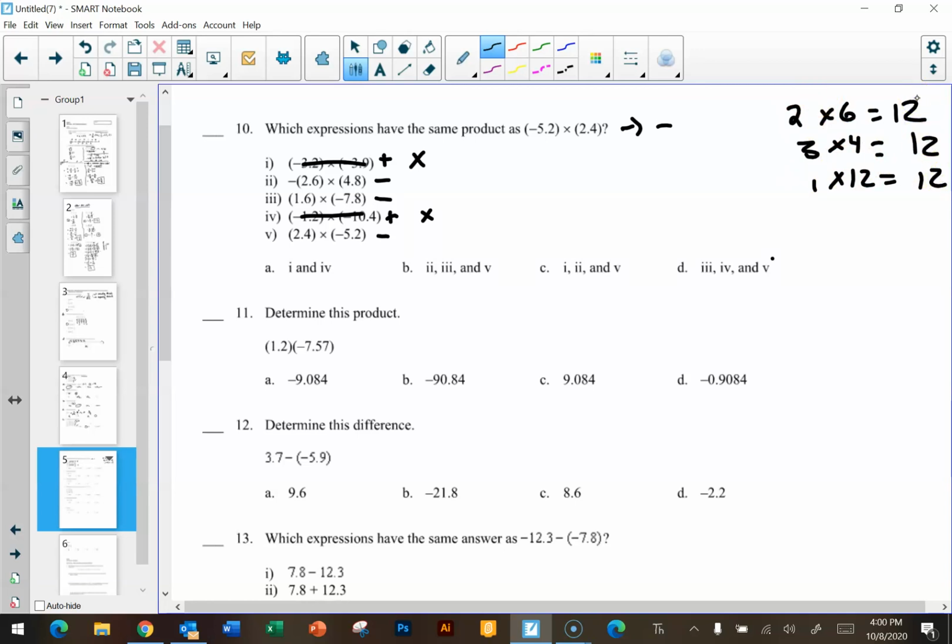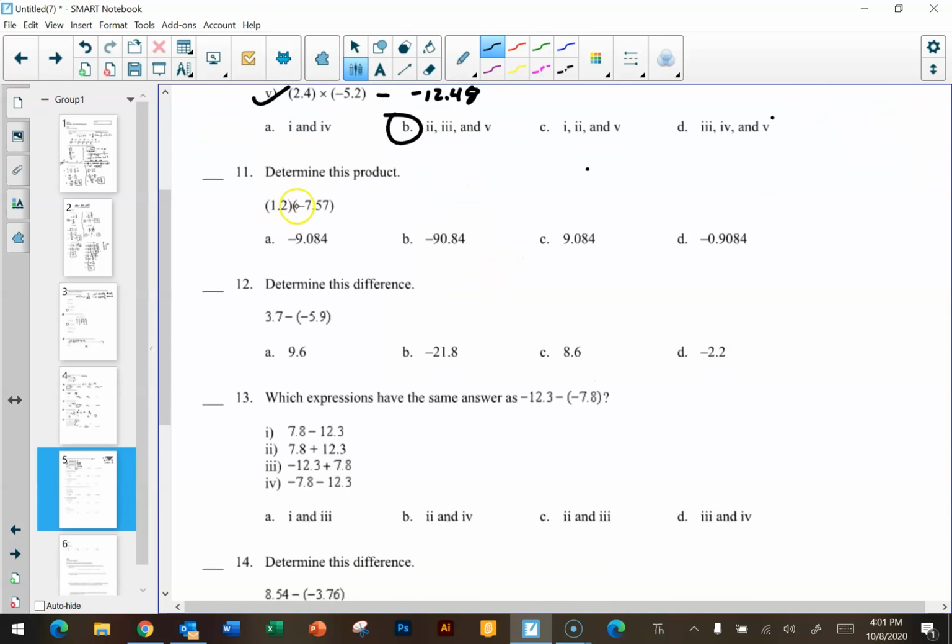So now is probably the time that you can bring out your calculator and actually figure out which of those work. So if we do our calculator, negative 2.6 times 4.8, I believe is 12.48, but I'll just check that on my calculator. So that's 2.6 times 4.8, 12.48. So that's negative 12.48. This one is 1.6 times 7.8, also 12.48, so negative 12.48. And these are the same numbers as these, so I know that's negative 12.48. So, in short, 2, 3, 5 is B.